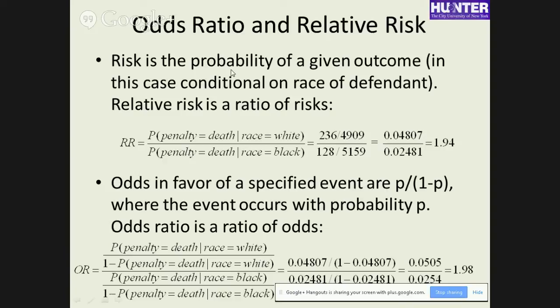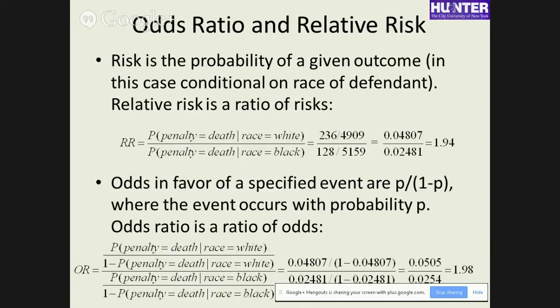So if you put black defendants on the numerator and white defendants on the denominator, then this would just be 1 over 1.94, so a little over 0.5. But it's arbitrary. So the odds ratio is just a little bit different, 1.98.